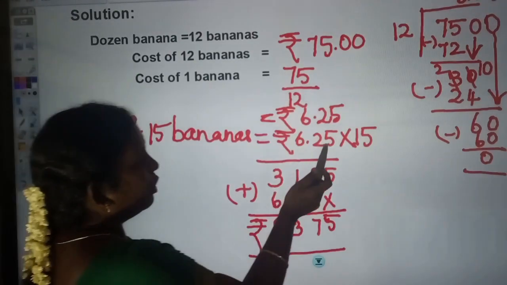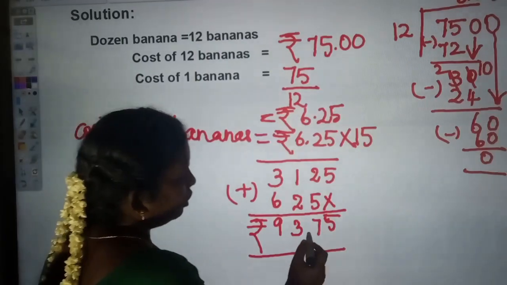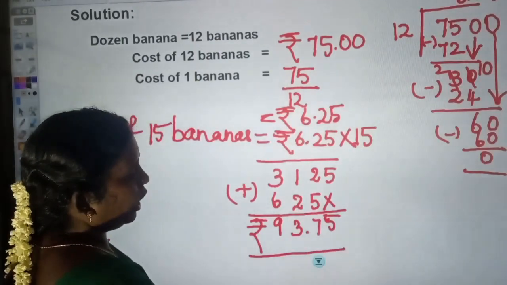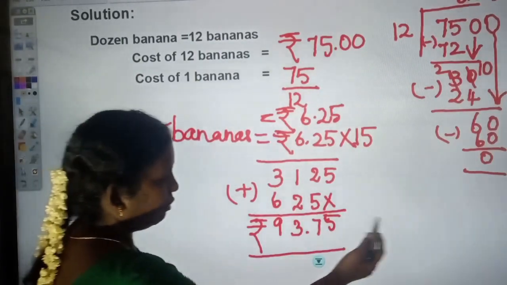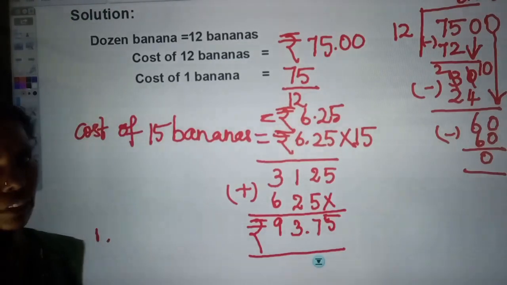This 5 here, 2 plus 5 is 7, 1 plus 2 is 3, 3 plus 6 is 9. Then see, after 2 numbers the decimal point is there in the question. Here also we have to put the decimal point after 2 numbers from the right side. Hence the cost of 15 bananas is rupees 93.75.